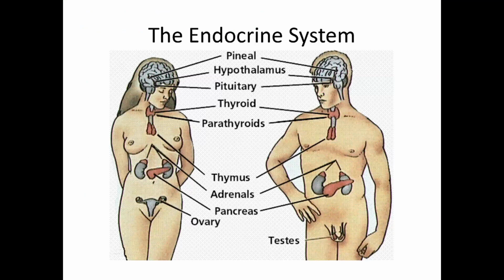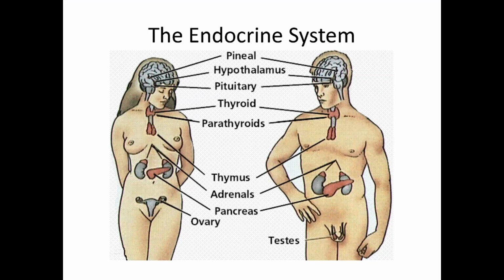The pineal gland is in the back of the brain, sits right above the cerebellum, right below the occipital lobe. The pineal gland helps to regulate our sleep cycles. It's where we release a hormone called melatonin.